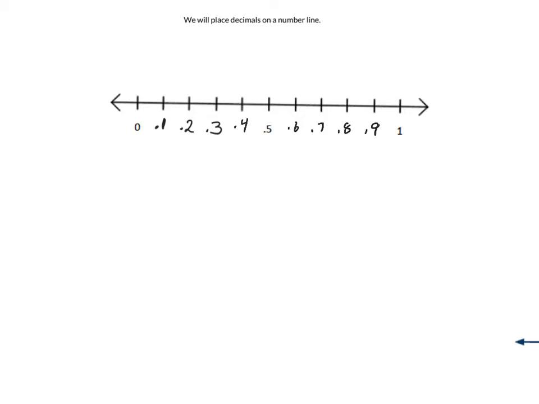So in your practice sheet, it's going to say label 2/10 on the number line. That's easy. We already did it. Then the next question says label 45 hundredths. Now let's think about that. 45 hundredths is between 40 hundredths and 50 hundredths, right? It's right in the middle of that. And 40 hundredths is equivalent or the same as 4/10. And 50 hundredths is the same as 5/10.